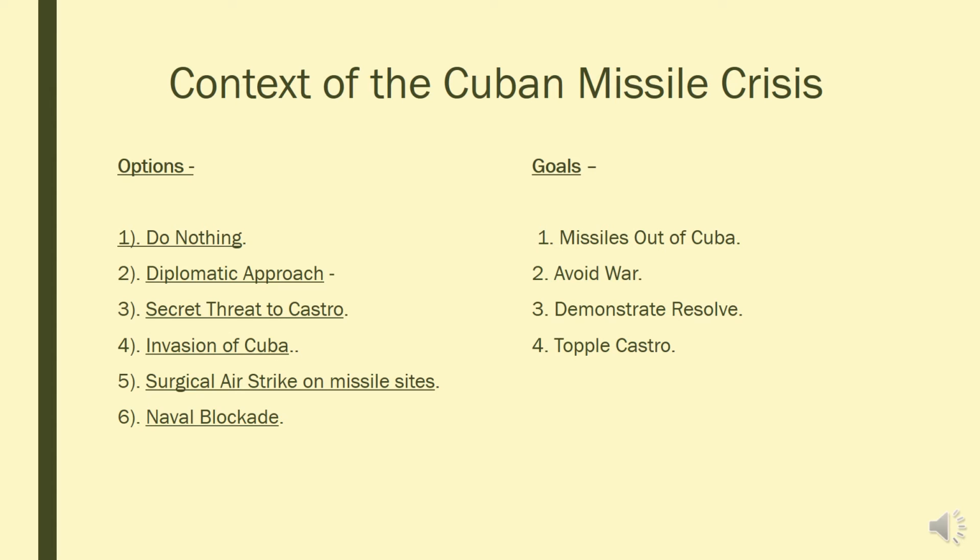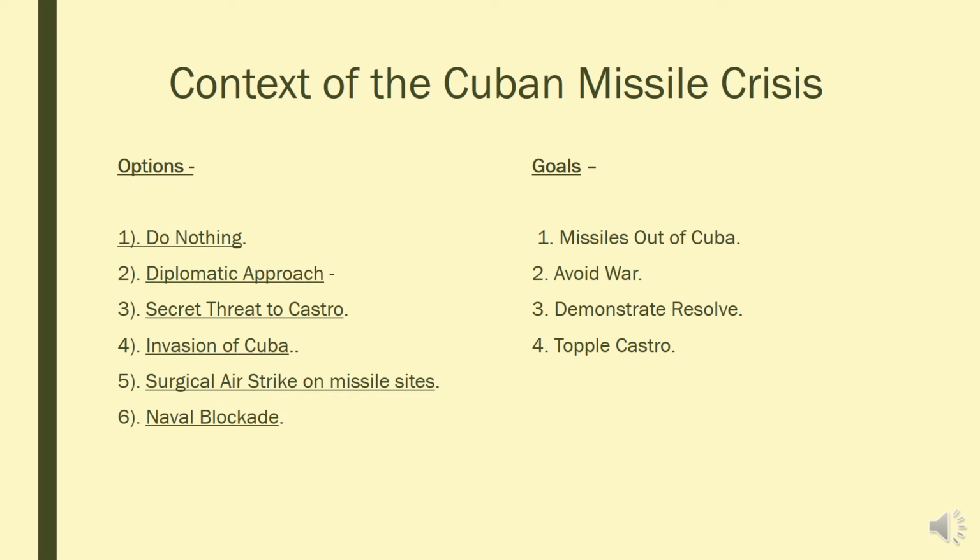What does the diplomatic approach do? Does it get the missiles out of Cuba? Maybe, if the Cubans and the Soviets can be dealt with. Does it avoid war? Yes. Does it demonstrate resolve? Kind of, not really. Does it topple Castro? Probably not.